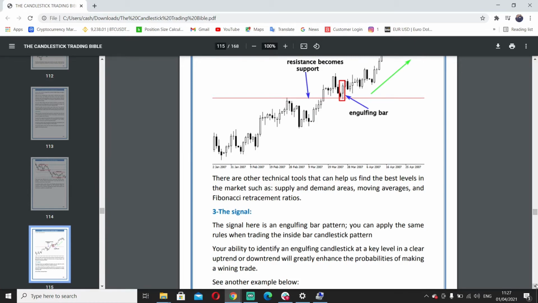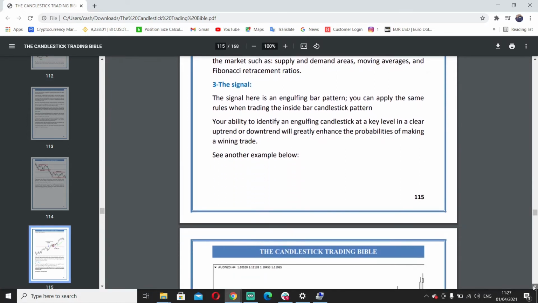So the signal here is an engulfing bar pattern. You can apply the same rules when trading the inside bar candlestick pattern. Your ability to identify an engulfing candlestick at a key level in a clear uptrend or downtrend will greatly enhance the probabilities of making a winning trade.